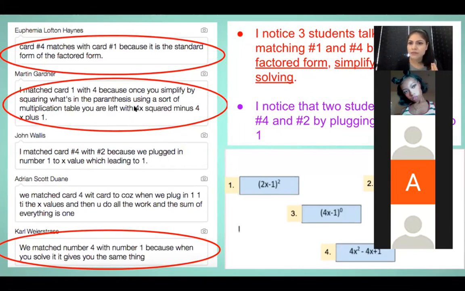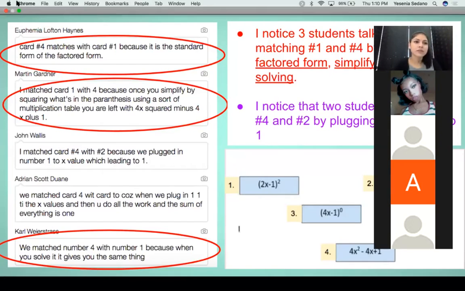He gives the most information of what he did specifically. It's not enough to say, oh, I simplified, I solved. You want to give us a detailed explanation of what you did. So I'm going to show you how I'm going to apply what Martin did to see if he's right. Is it true? Does it work?